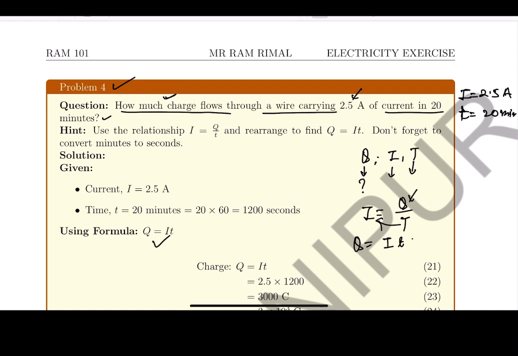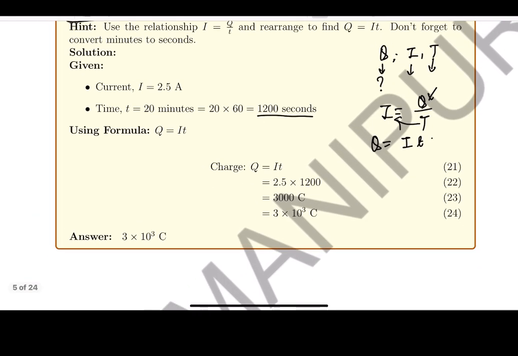What is given? Given is current. Another, it is given in 20 minutes. Keep in mind, I need to convert minutes into seconds. I always calculate my charge in seconds. So I will convert 20 minutes into seconds. So what shall I do? 20 into 60. In 1 minute, there are 60 seconds, right? So 20 minutes will be equal to 20 into 60 seconds. So 1200 seconds. Got the point?